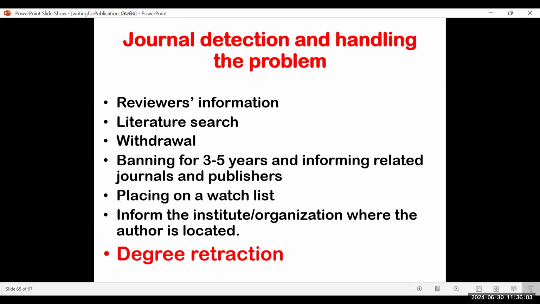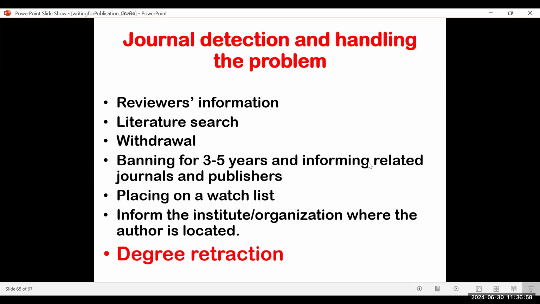And the publishers, I said publisher, not journal, will inform different publishers in the related field. They share the information. Your name will stay on a watch list after your banning penalty has expired. They're going to check your work far more rigorously. That is the experience I had as a reviewer. And the journals will inform the institutions and your organization with all the information.